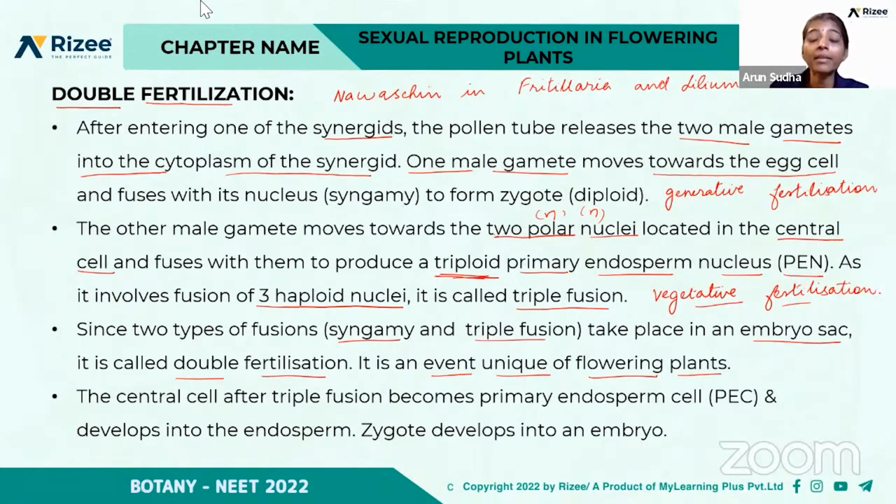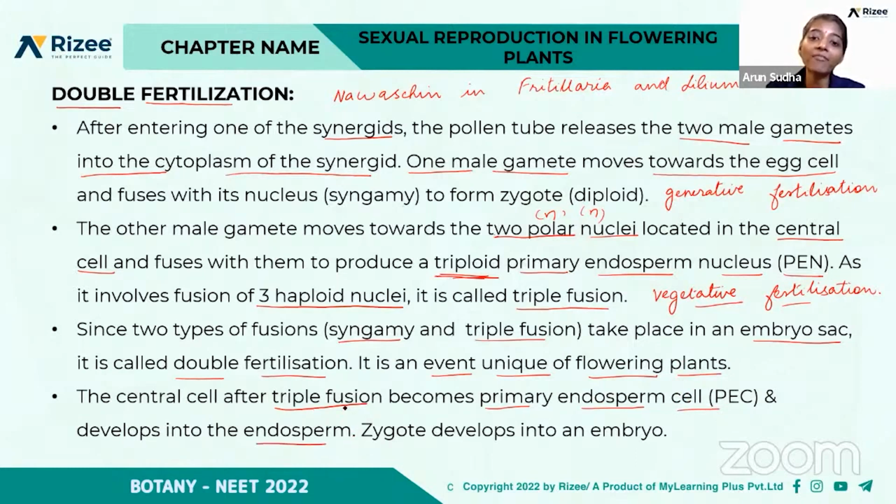Some problems may be asked based on the haploid, diploid or triploid nature of these, maybe questions with calculations. So you have to be clear about which one is haploid, which cells are diploid, and which one is triploid. Here the triploid is only the endosperm, the central cell after triple fusion. After this fusion it becomes the primary endosperm cell, and it develops into endosperm. So this is what is transformed into endosperm.